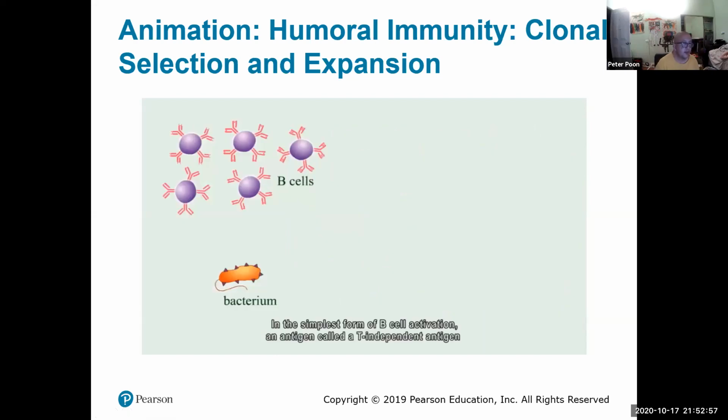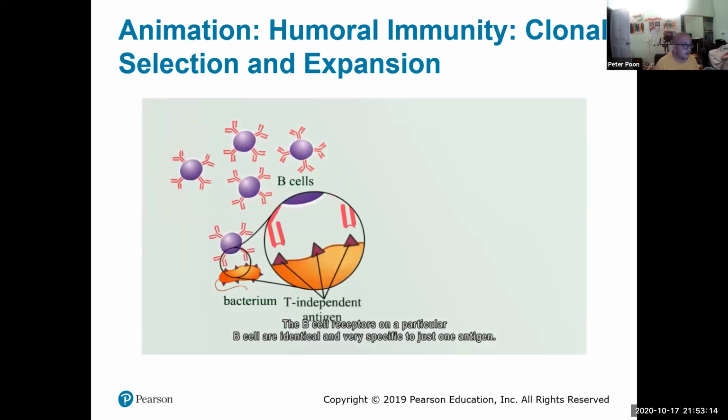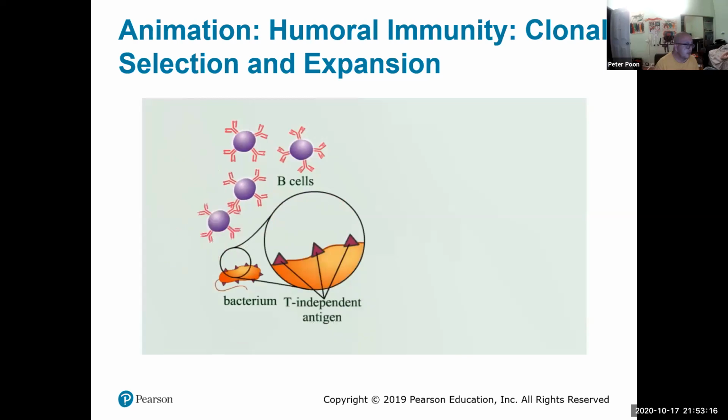In the simplest form of B-cell activation, an antigen called a T-independent antigen enters the lymphatic tissue and binds to a B-cell receptor, or BCR, on the surface of the B-cell. The B-cell receptors on a particular B-cell are identical and very specific to just one antigen.